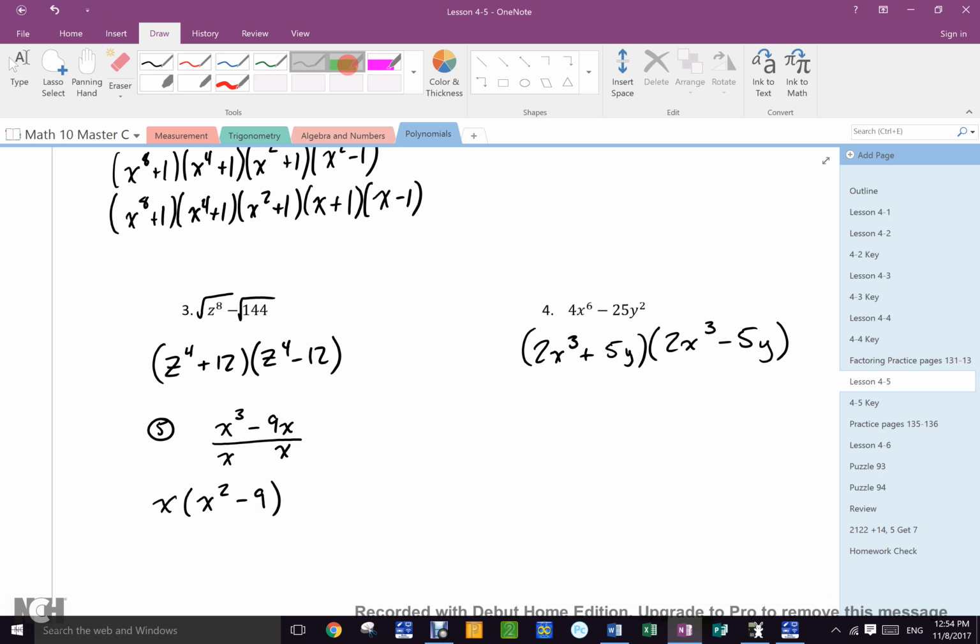If this is my GCF, it goes outside, and what goes in the middle? X squared minus 9. Now, what would you do with that? This thing is like a 4. What's the square root of x squared? Plus 3. Can everybody do number 5? Everybody. Okay, now I'm going to add one more layer to this. All right? Everybody ready?